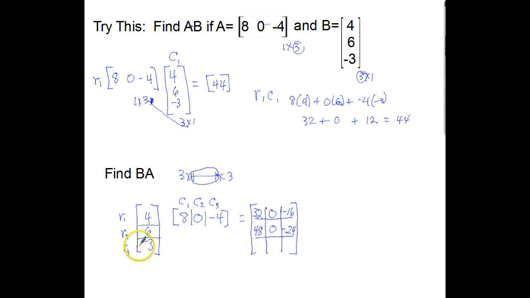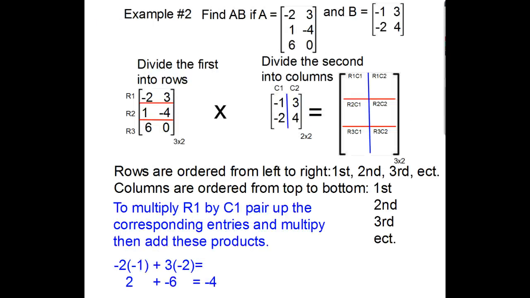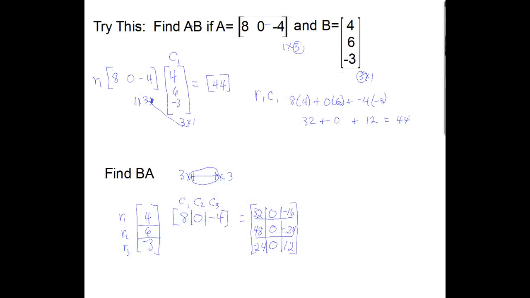Row 3, column 1, negative 3 times 8, negative 24. Row 3 times column 2, negative 3 times 0 is 0. And row 3 times column 3, negative 3 times negative 4, positive 12. All right. Well, that looks like we've come to the end. I'm rolling back over to the first one here.